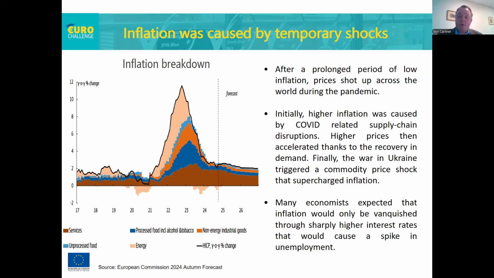But then when demand started to pick up during and after the pandemic, it took them a while to get production back up to previous levels. And then, just as the pandemic ended, this war when Russia invaded Ukraine caused all these commodity prices to shoot up. Energy prices went way up.